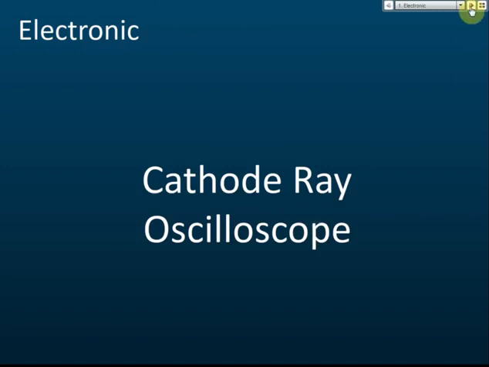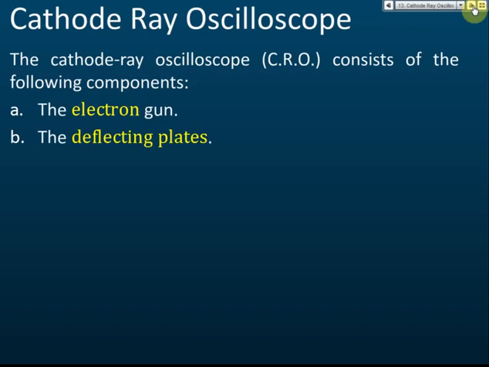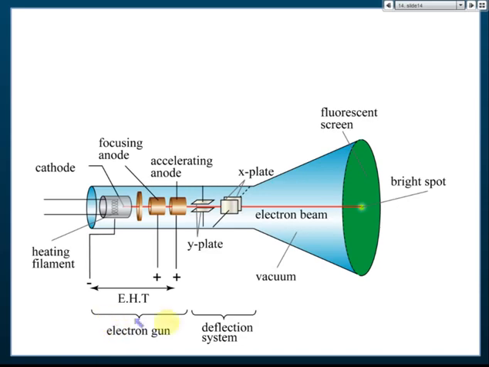Cathode ray oscilloscope. So the cathode ray oscilloscope consists of the following components. First, we have the electron gun, and then we have deflecting plates, and we have a fluorescent screen. So those are the three main components in a cathode ray oscilloscope. Okay, so this is the electron gun.